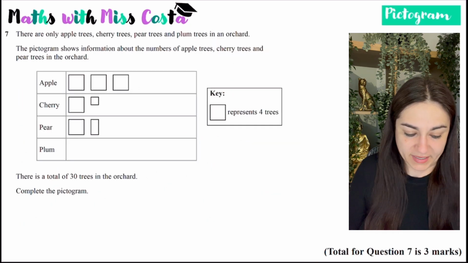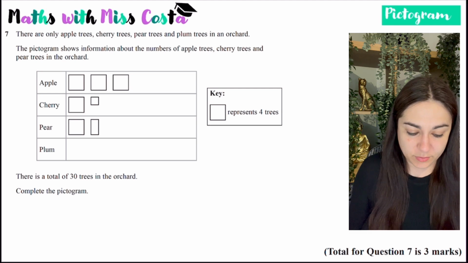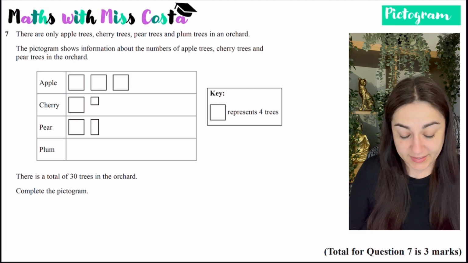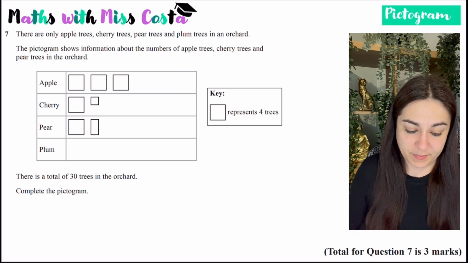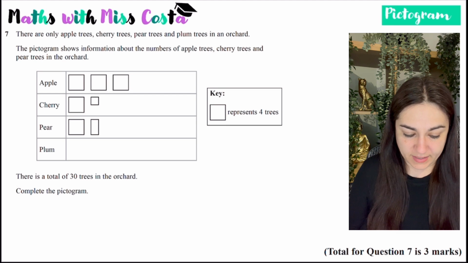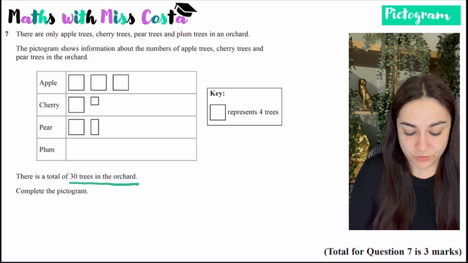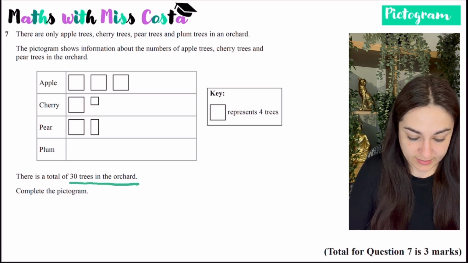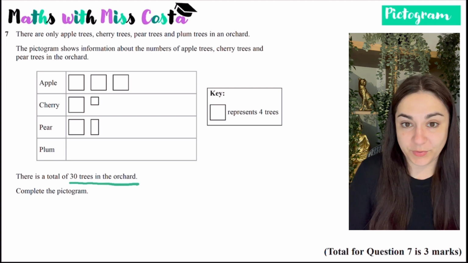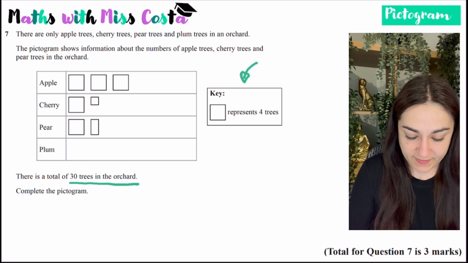Okay, next I've got a pictogram. I'm told there are only apple trees, cherry trees, pear trees and plum trees in an orchard. The pictogram shows information about the number of each of these trees, and I'm told that there are 30 trees in the orchard, and I need to complete the pictogram. So it's really important when looking at a pictogram to look at the key.